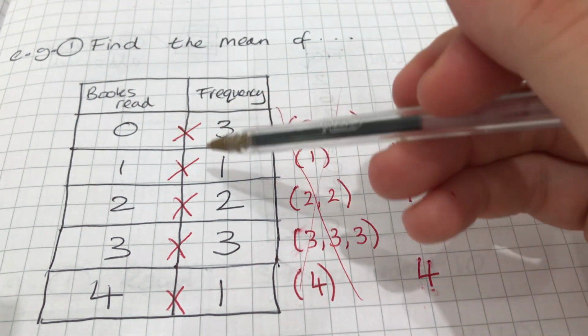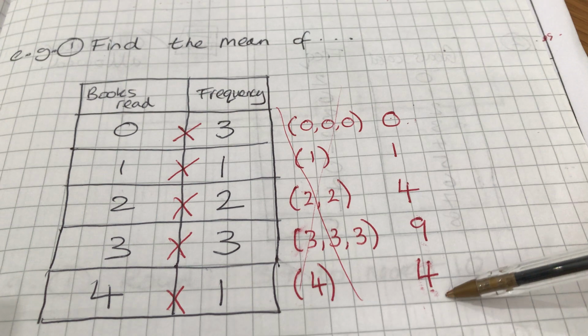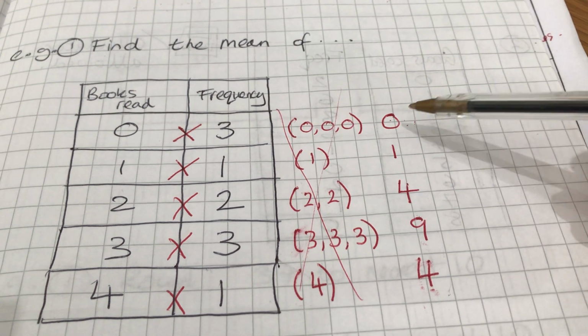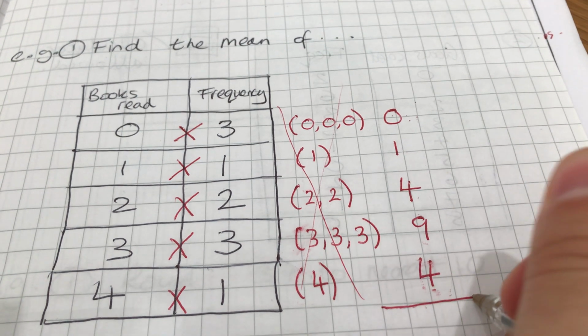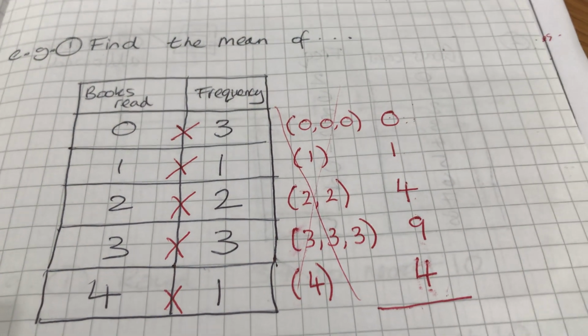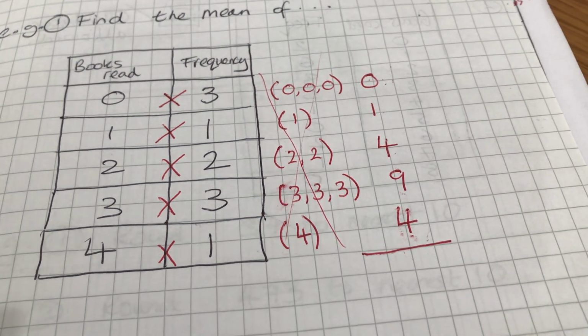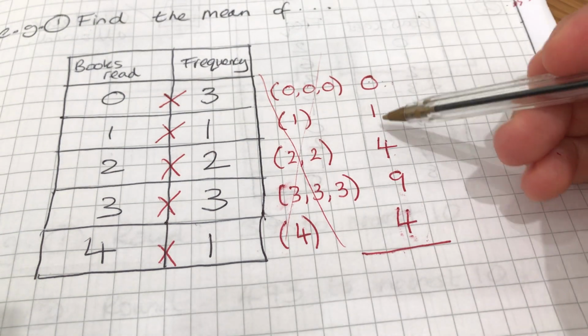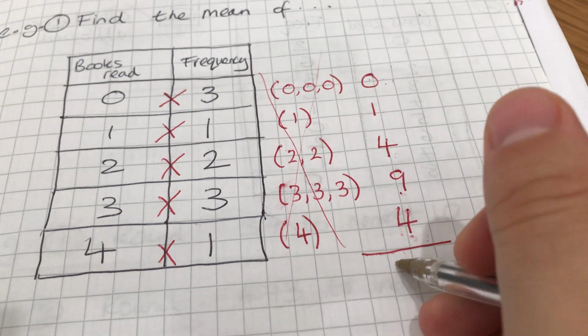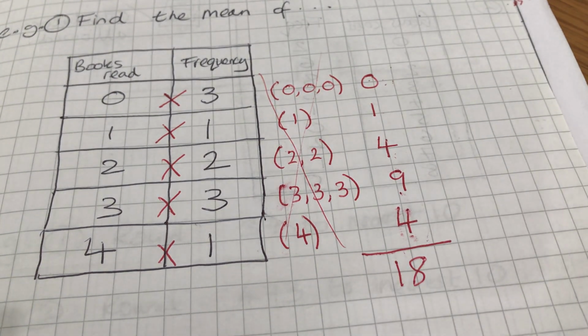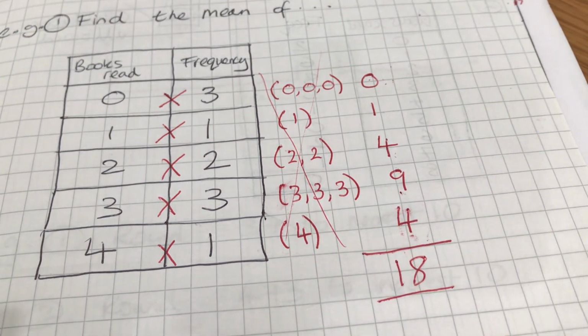But I can just do that times that, that times that. And this will get us the total books that all the people that read no books read, or the 1 book, the 2 books, and so on. But if I add that all together, that's just giving me the total books read. All of the books read by all the people added up. So I've got 1, 5, 14, 18. 18 books those students read.